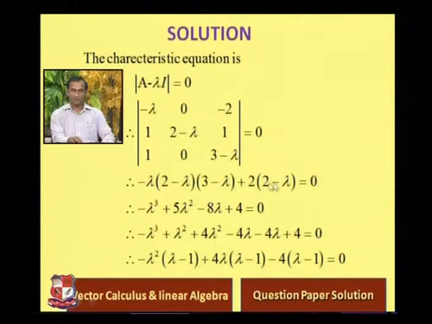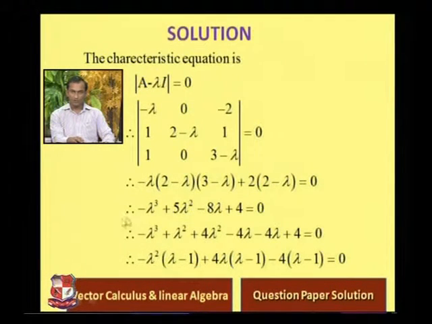Now simplify all these terms. Multiply minus lambda inside and the factor 2 multiplication. So we get minus lambda cube plus 5 lambda square minus 8 lambda plus 4 equal to 0. Now solve for eigenvalue lambda. By the remainder theorem, when we substitute lambda equal to 1 in this equation, we get 0 as the answer. So our one factor is lambda minus 1.